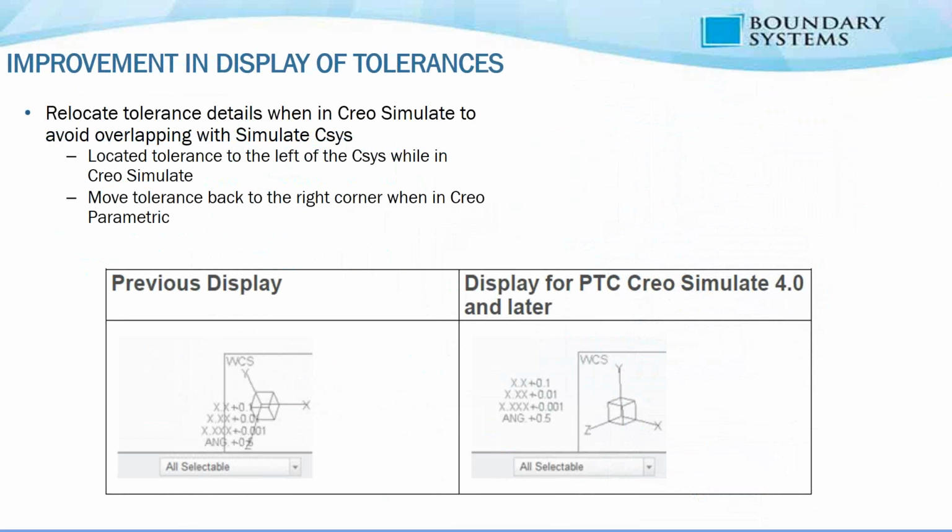Okay, next is improvements to the display of tolerances. Before, your tolerances would overlap with your world coordinate system. So tolerance displays have been relocated in Creo Simulate to avoid overlap with the Simulate coordinate system. The tolerance is located to the left of the coordinate system while in Creo Simulate. The tolerance moves back to the right when you go back into Creo Parametric, if you're using Simulate inside of Parametric.